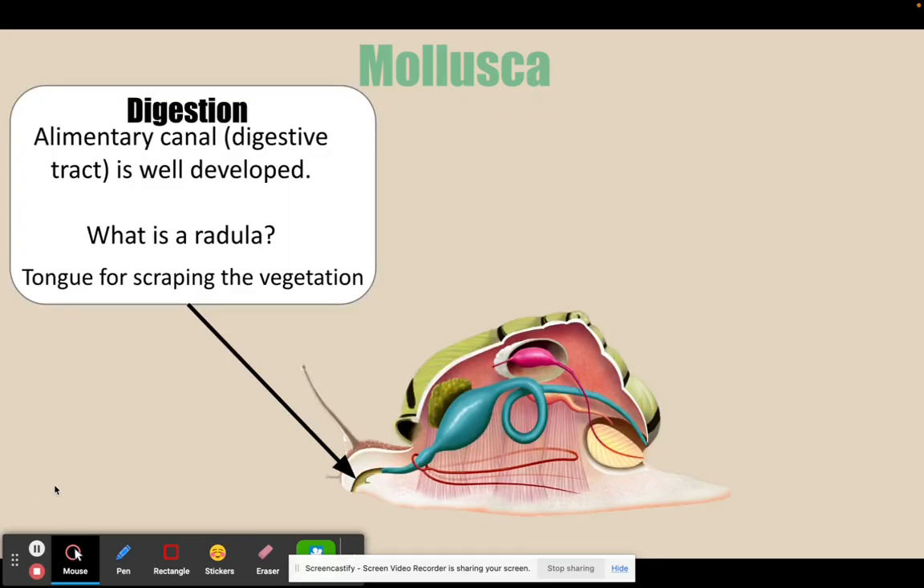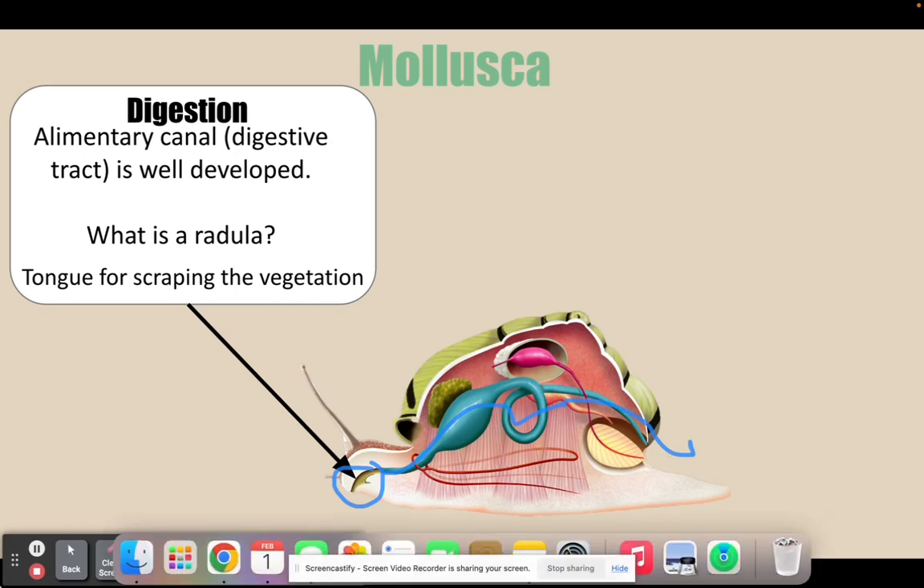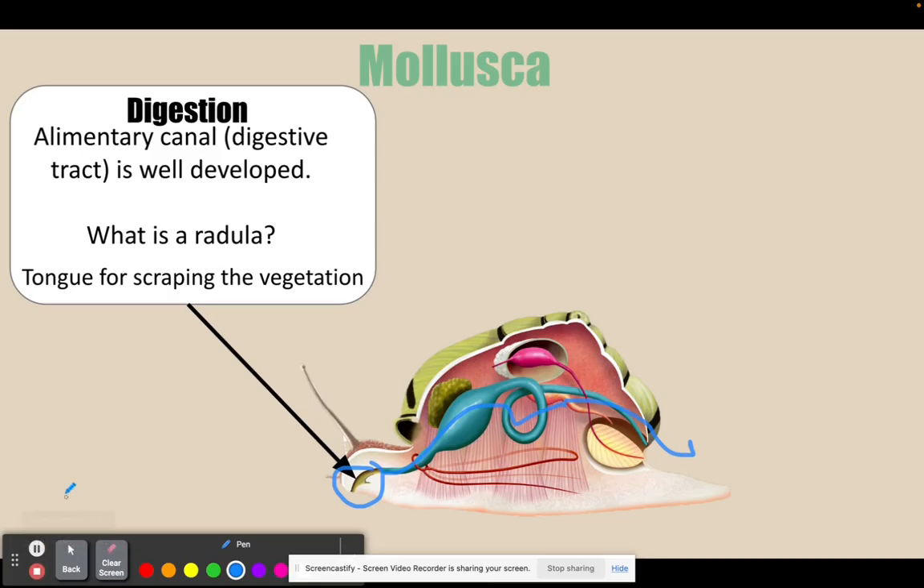So they actually have a well-developed digestive tract. It's called an alimentary canal. There is obviously a mouth in their head region, and food will travel through and then go out their anus. So they actually have a complete digestive system.